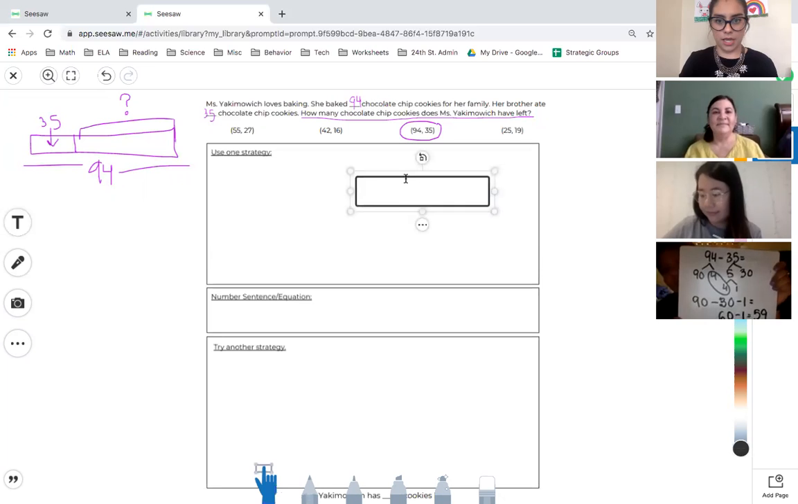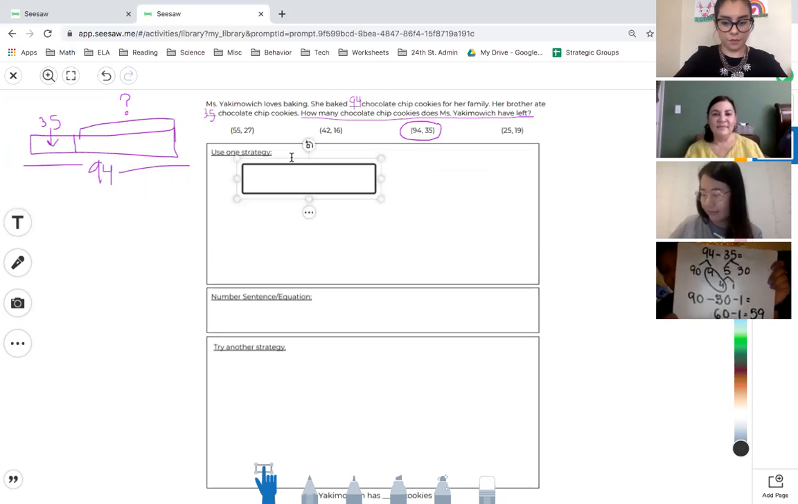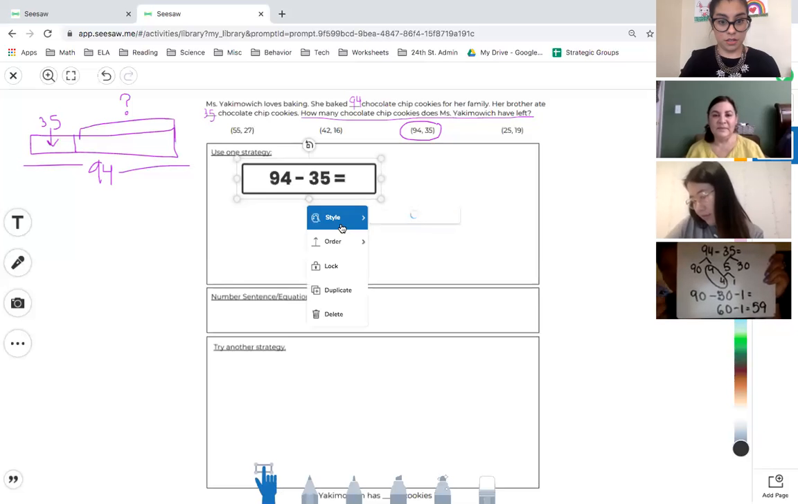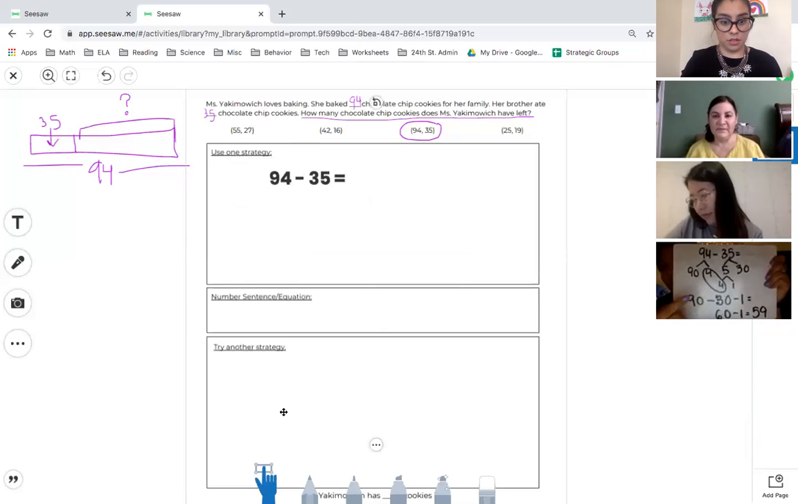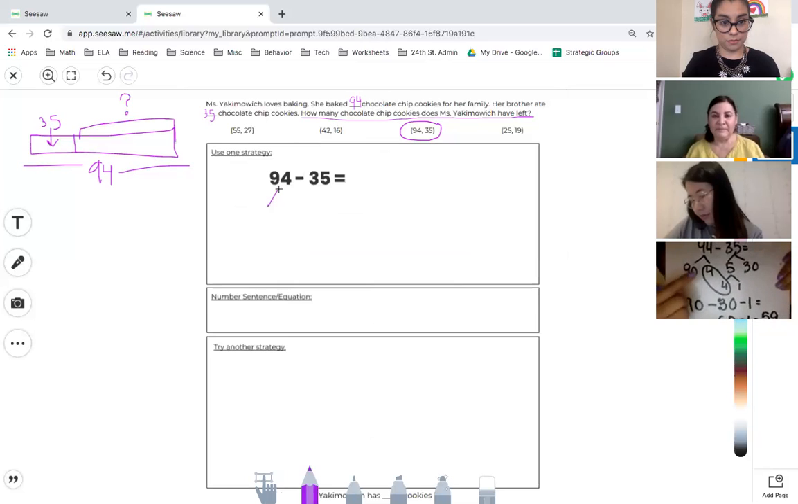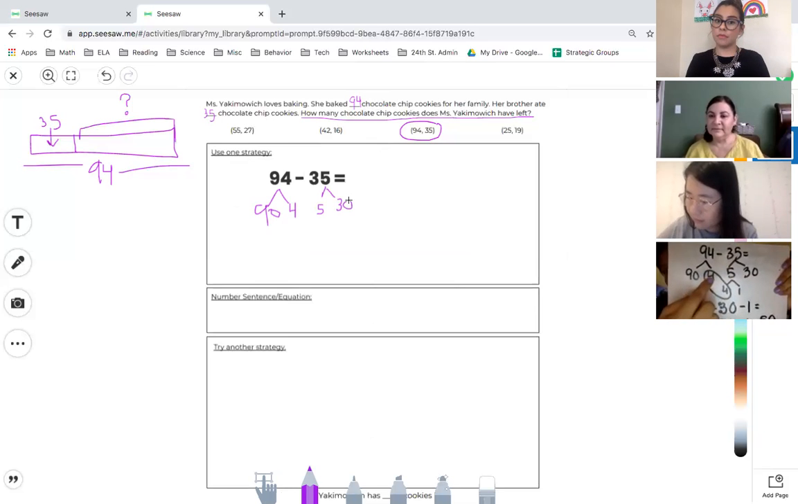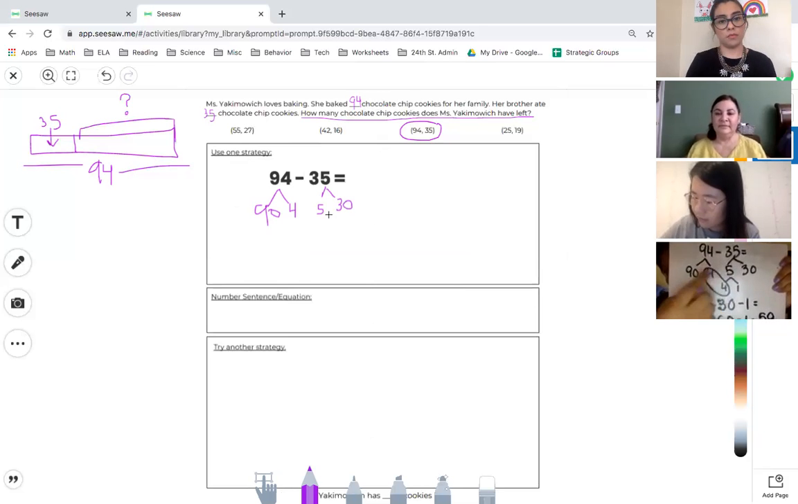So I'm going to write that here. 94 minus 35 equals something, right? Yeah. So then if you notice, I went ahead and decomposed the 94. So the 94 is now a 90 and a 4. And I decomposed my 35. I had 3 10s, so that's 30. I have 5 1s, so that stays a 5. And I made sure that my ones were here because I wanted close to my other ones. And then I wanted to find a matching number. 5 and 4 are not the same.